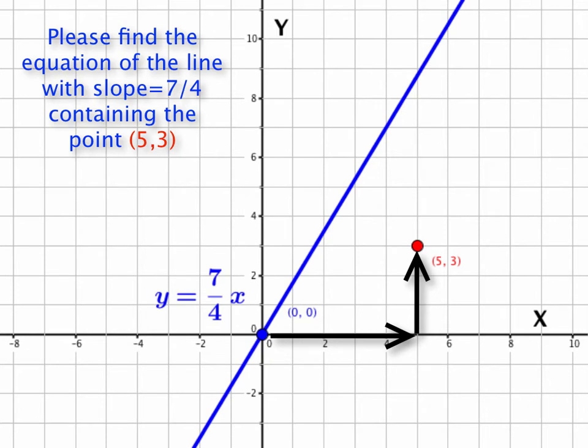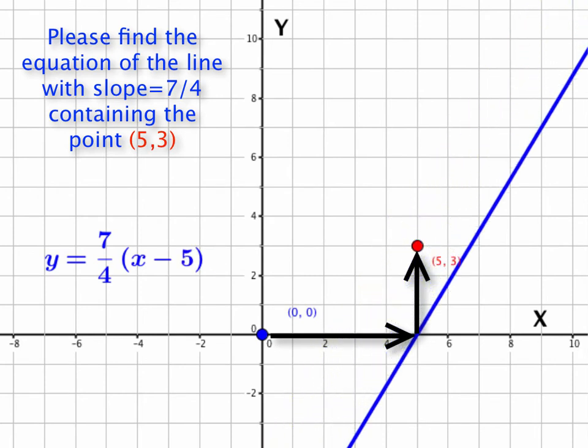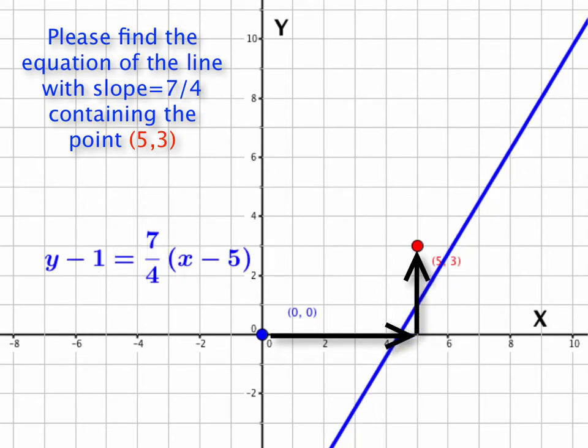Well, if we want to shift this graph to the right 5 units, all we need to do is replace the x in our equation with an x minus 5. And if we want to do the remainder and shift this graph up by 3 units, all we need to do is replace the y in our equation with a y minus 3.